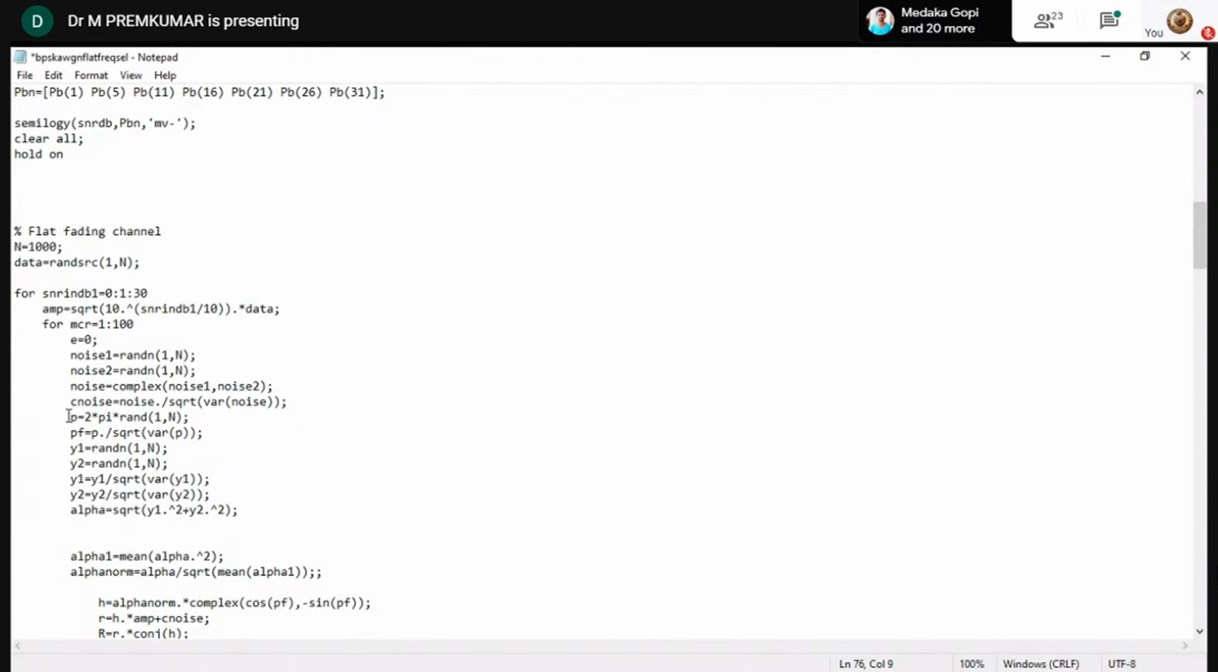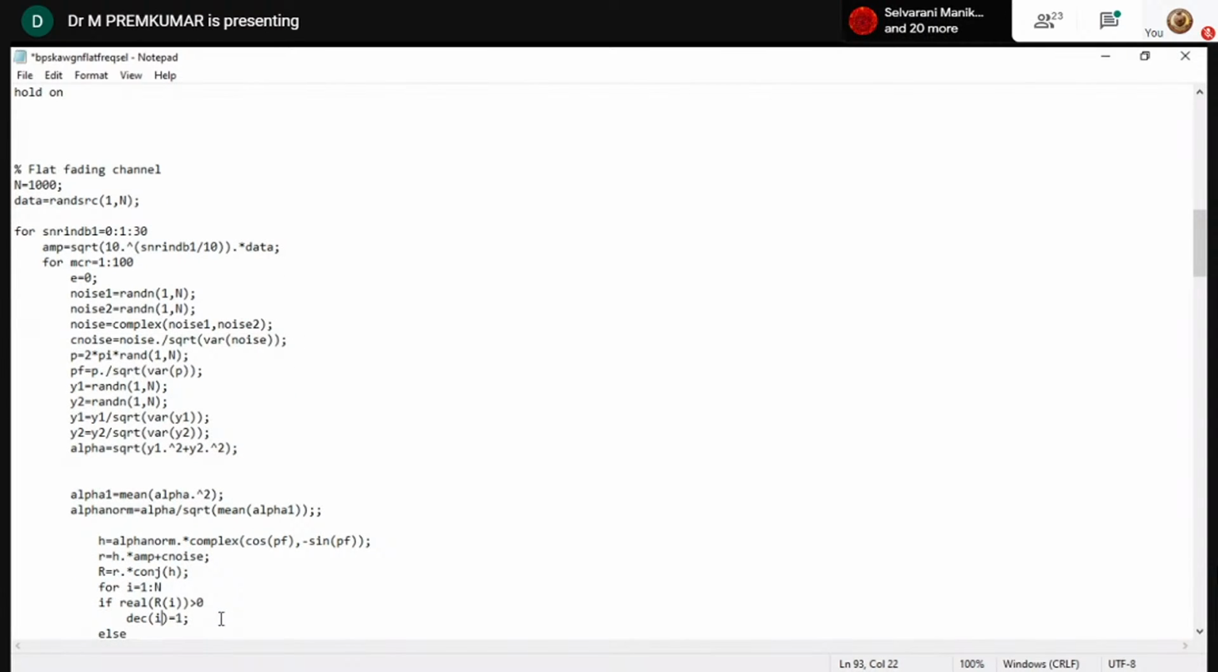Okay, so this is the corresponding channel. Then you normalize the corresponding channel, alpha norm. Then h is nothing but alpha into e power minus j theta. And r is nothing but the received signal. So the received signal r is h into AMP plus noise, where the noise is nothing but the complex noise.